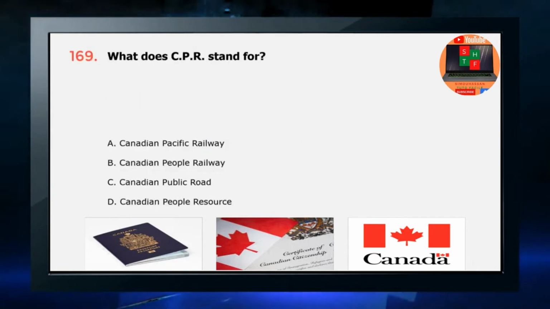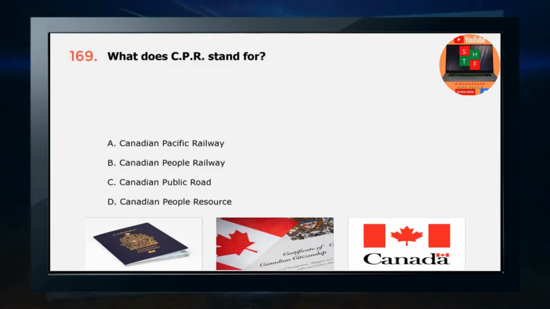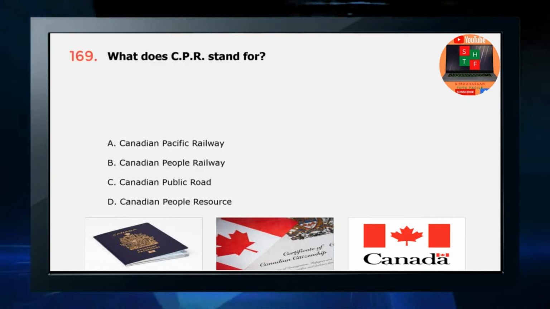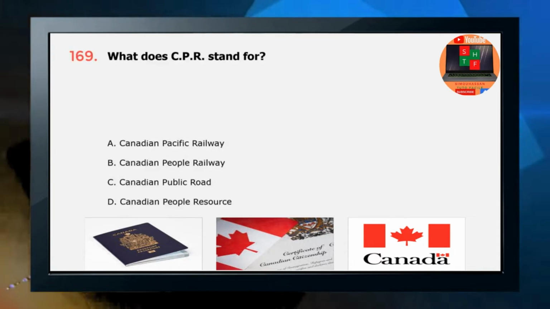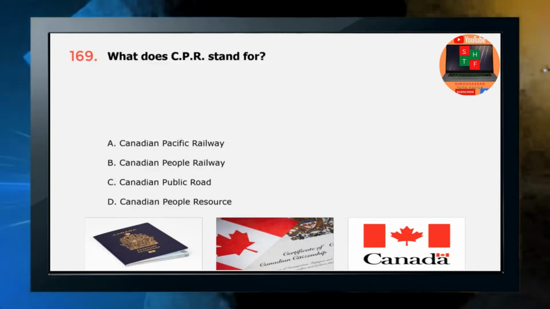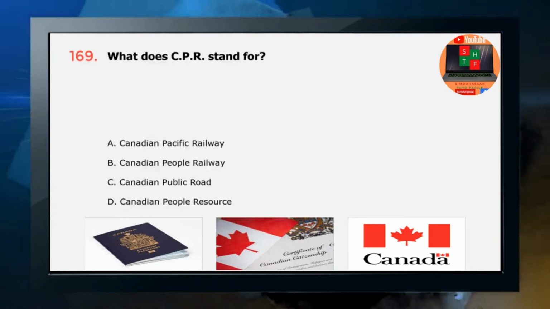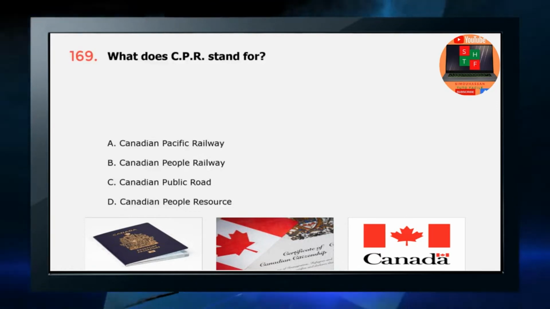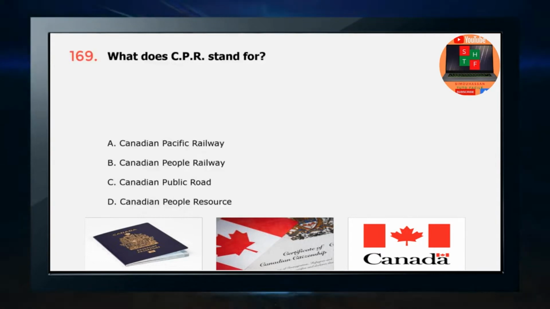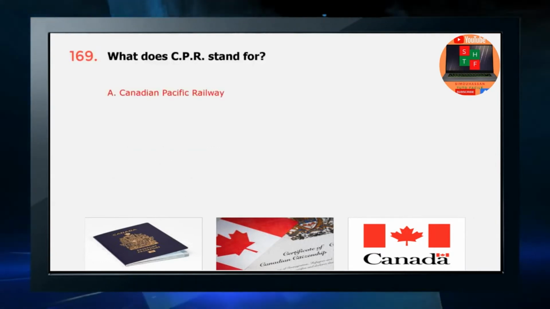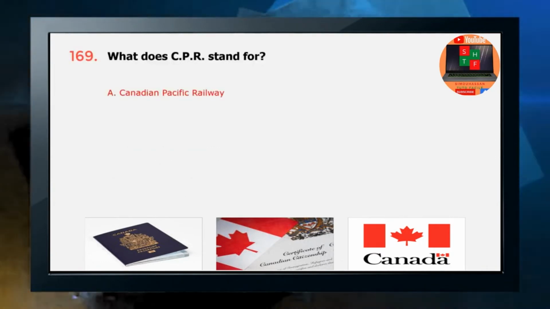Question 169. What does CPR stand for? A. Canadian Pacific Railway. B. Canadian People Railway. C. Canadian Public Road. D. Canadian People Resource. The answer is A. Canadian Pacific Railway.